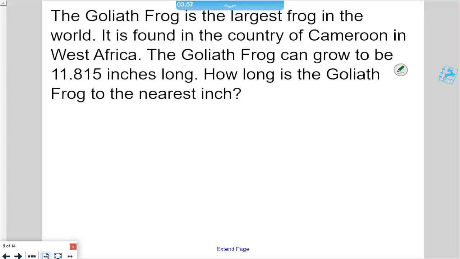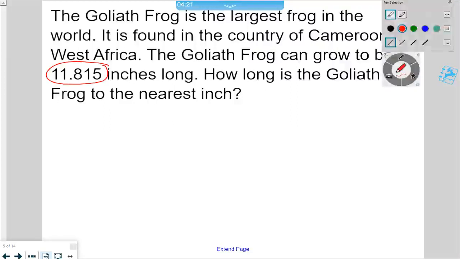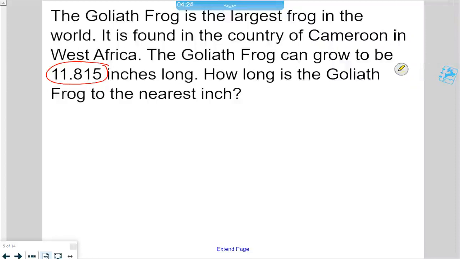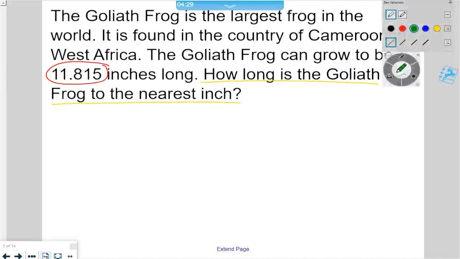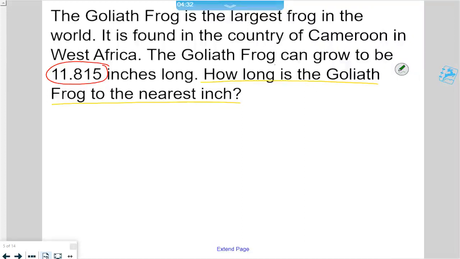The Goliath frog is the largest frog in the world. It's found in the country of Cameroon in West Africa. The Goliath frog can grow to be 11 and 815 thousandths inches long. How long is the Goliath frog to the nearest inch? This is kind of a fun one because there's only one number that we need to worry about. Our important words here are big this time. We want to know how long the frog is to the nearest inch.